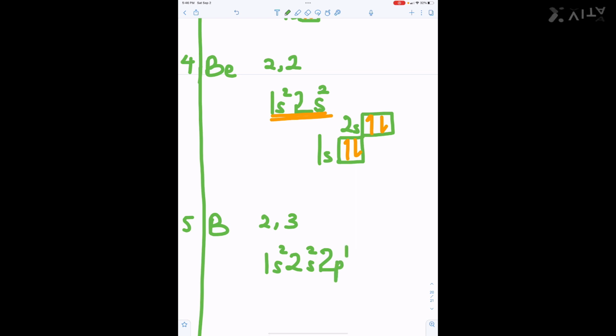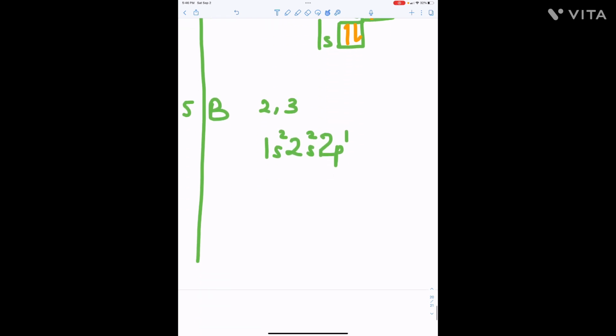1s2, 2s2, 2p1. So I hope you understand now. After filling up the 1s subshell, I'll put another 2 in the 2s subshell, then the last one will be in the 2p subshell. Let's now see how the arrangement looks in picture.